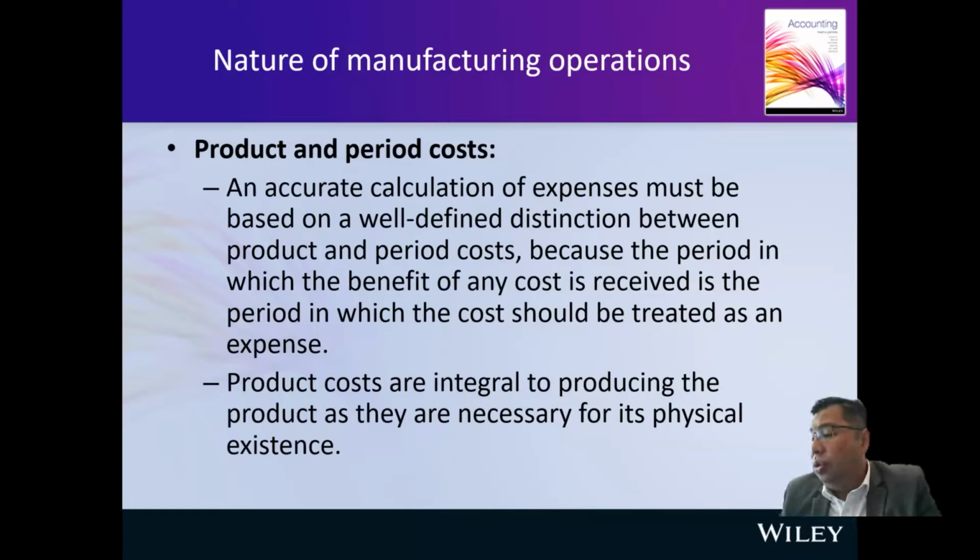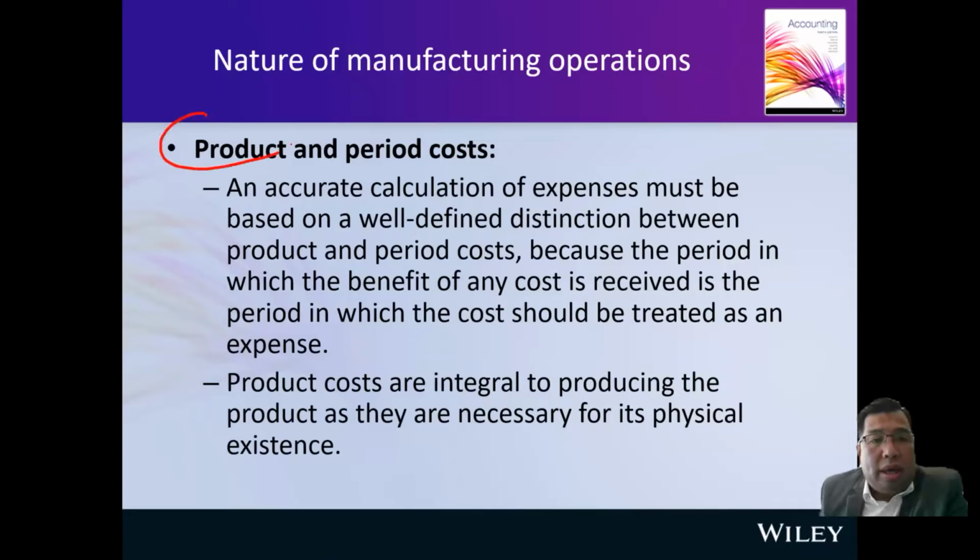Let us move to the nature of the product and period cost. The costs involved for the factory we can divide into two types. The first one is the product cost. Let me see the baklava. Yes, the baklava, the Arabian sweet. This is the product cost. Another one is the period cost, maybe monthly or yearly cost. What is the difference between these two?